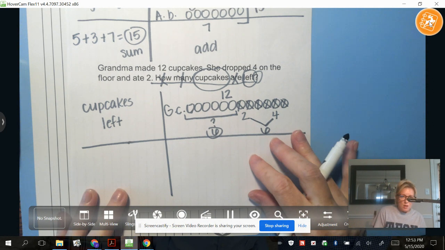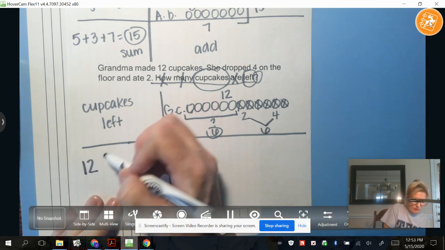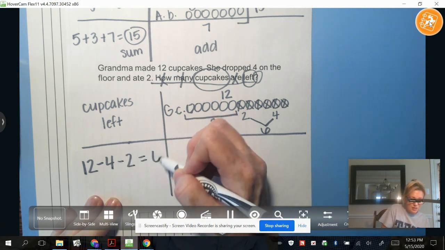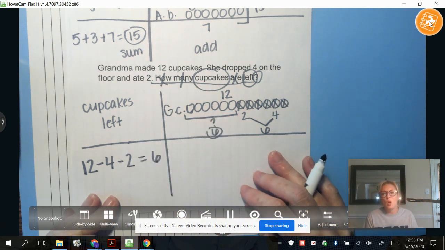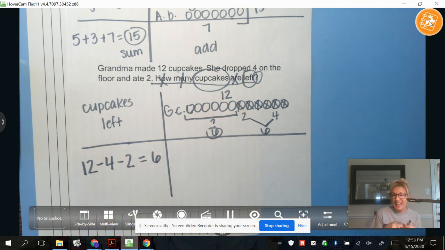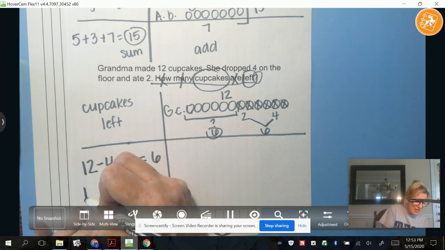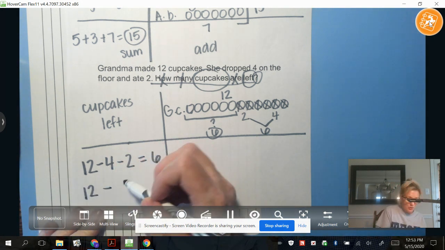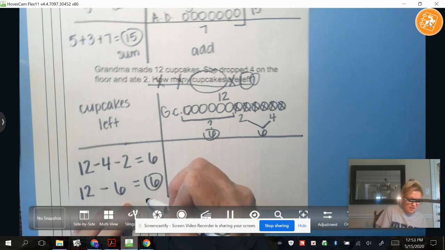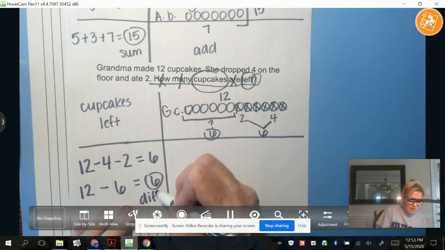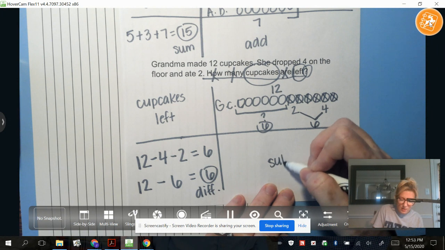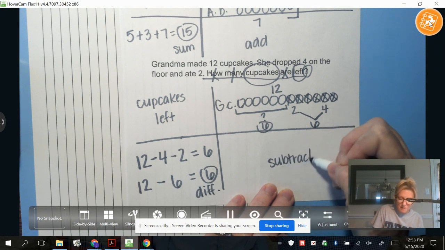All right, so one way is 12. First we took away 4, then we took away 2, then we ended up with 6 left, right? Or what I did was I combined 4 and 2 and kind of added it, right? And then ended up with a double. 12 subtract 6 gives us 6, and that's our difference. So what makes more sense to you? You solved that way. And how did we get our answer? We had to subtract. Okay?